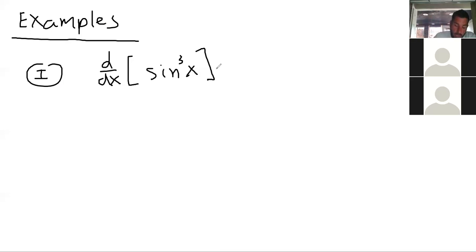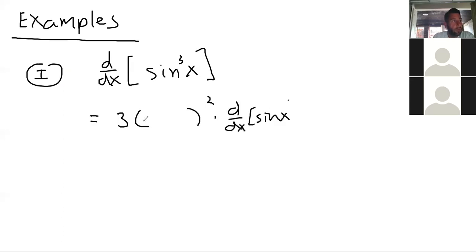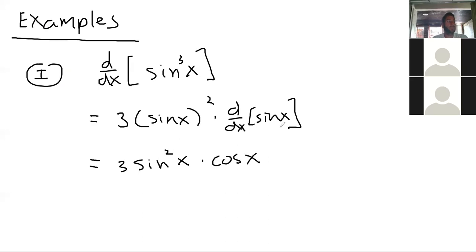So the way you use this rule is you say, okay, great. So what's the derivative of the outside? Well, the derivative of the outside is 3 times input squared, and then it's the derivative of the inside function, which is the sine of x. So this is 3 times the sine of x quantity squared. And then we clean this up. This is 3 sine squared times cosine of x.